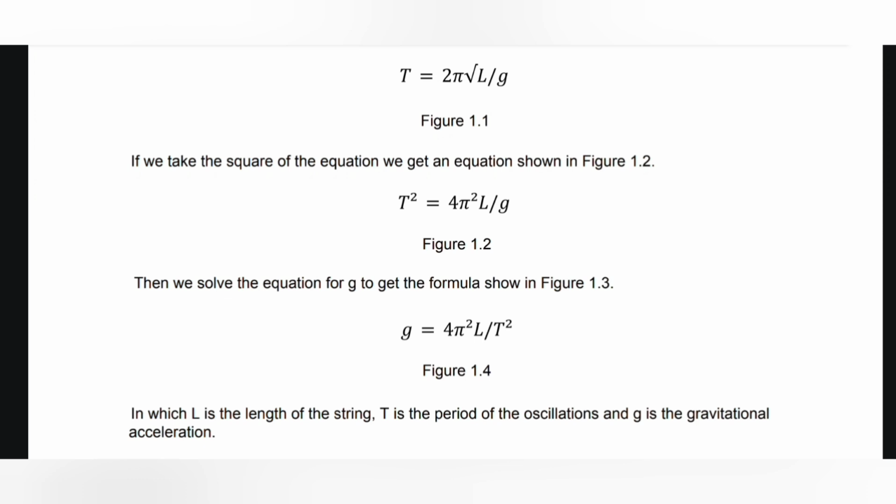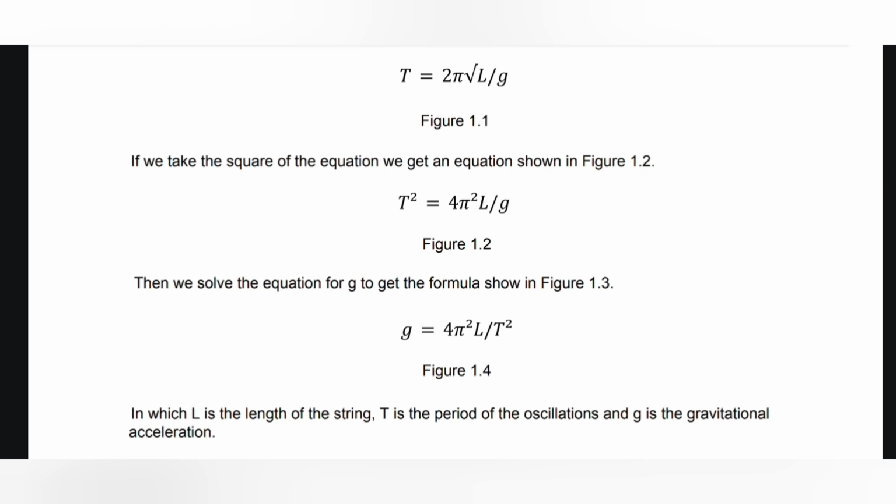To get g alone out of this equation, we firstly have to take the square of the equation, in which we get T squared is equal to 4 pi squared times L over g. And then when we solve for g in this equation, we get g equals 4 pi squared times L over T squared. And the equation we will use is, as you see, figure 1.4, in which L is the length of the string of the pendulum, T is the period of oscillations, and g is the gravitational acceleration.